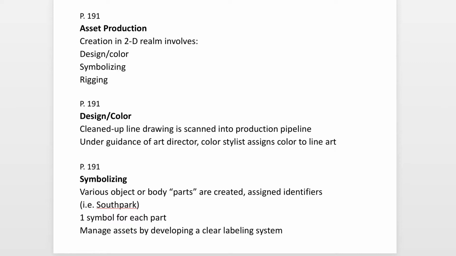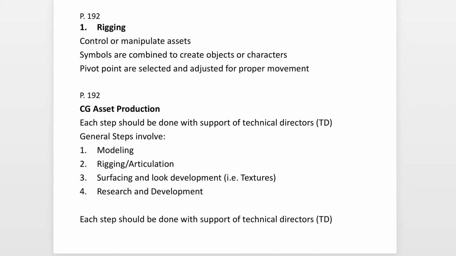For example, as you see in the television series South Park, you would assign one symbol for each part, for example, a leg or an arm or whatever, and you manage the assets by developing a clear labeling system, and that is very important, especially when you have many people working on the same project at the same time. Page 192, Rigging, number 1. You control or manipulate assets. Your symbols are combined to create objects or characters, and pivot points are selected and adjusted for proper movement.